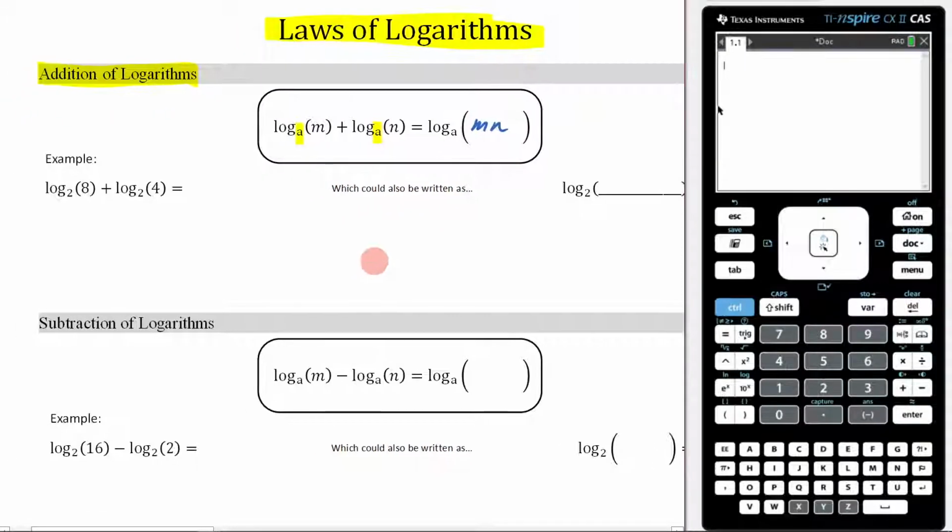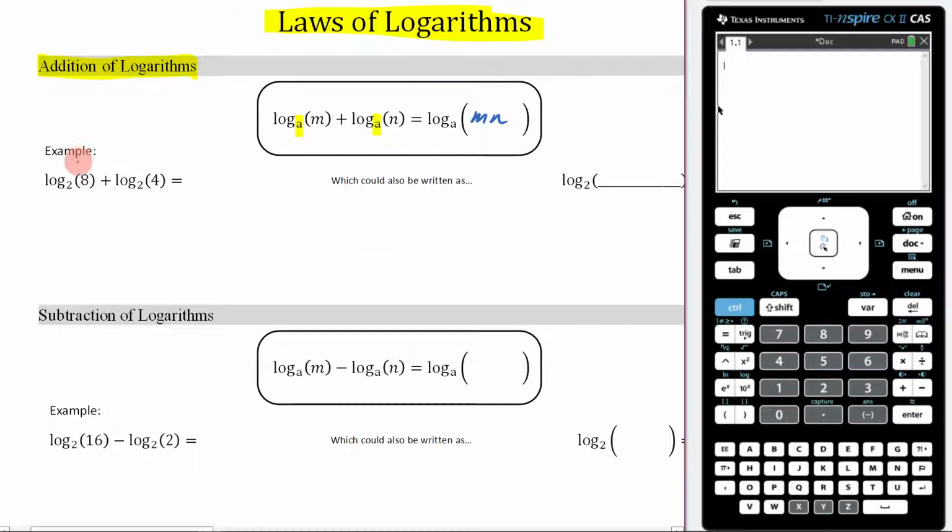Okay, let's see how this operates in action. Here's an example. Log base 2 of 8 plus log base 2 of 4 is equal to what? Well, you could answer these separately. What is log base 2 of 8? That's saying 2 raised to what power is equal to 8? We know it's going to be 3. Here, it's saying 2 raised to what power is equal to 4? We know that that's going to be 2. Then we could go 3 plus 2 is equal to 5. So our answer to this question is going to be 5.